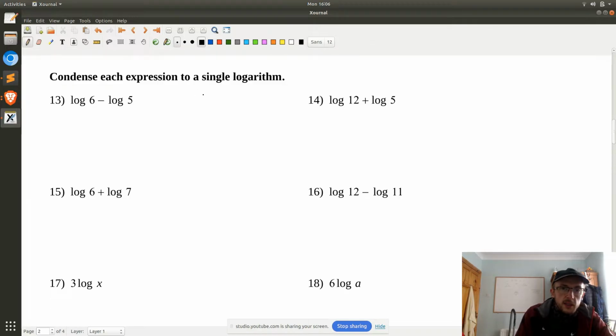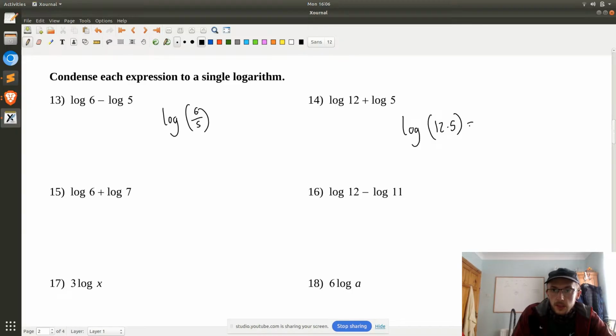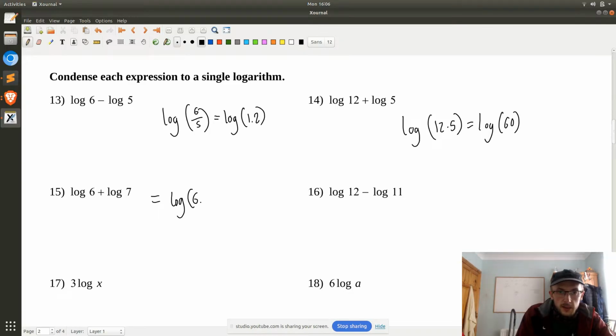Now condense each expression to a single logarithm. All right, this is the log of 6 over 5. This is the log of 12 over 5. Wrong. It's the log of 12 times 5, which is the log of 60. This is the, well, I guess if they want to, okay, the log of 6 times 7, which is log 42.